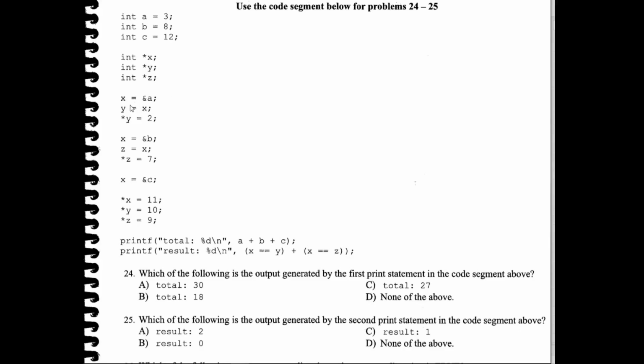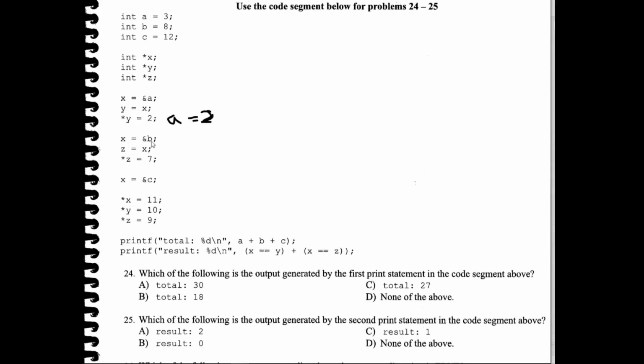First, it sets X to the address of A, so X is currently equal to the address of A. Y is now equal to X, so it's equal to the address of A, and then it changes the value at the address of A to 2. So A is going to be equal to 2 and not 3.